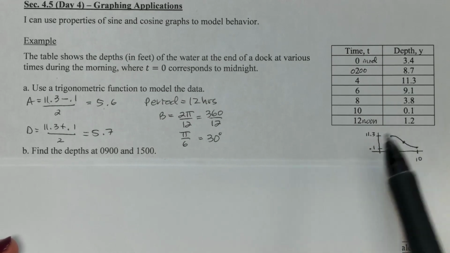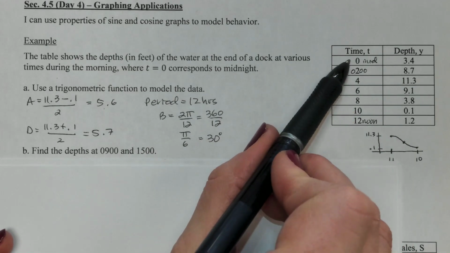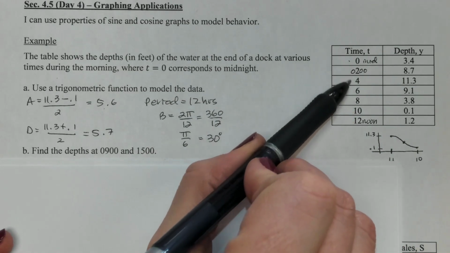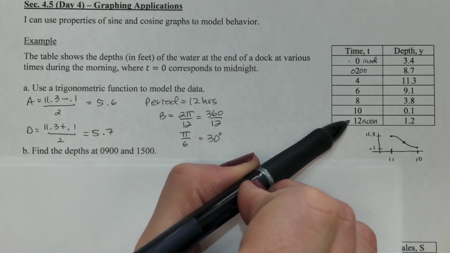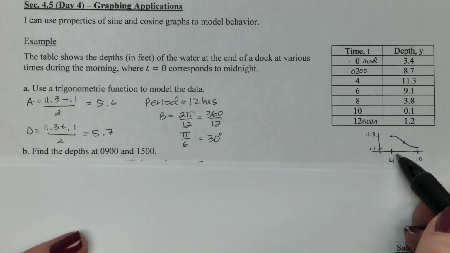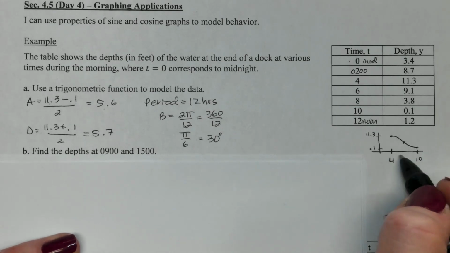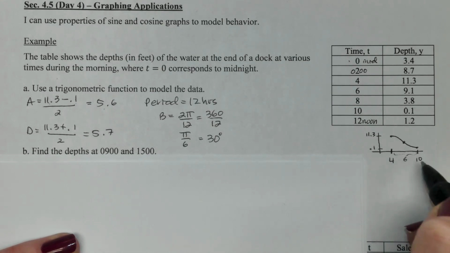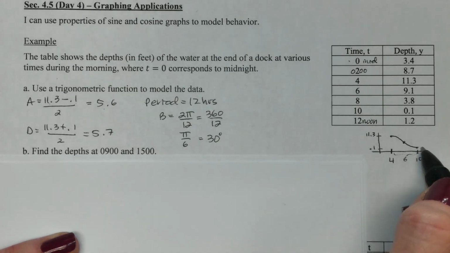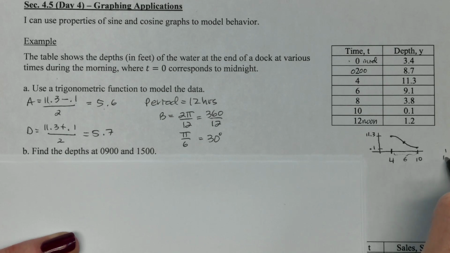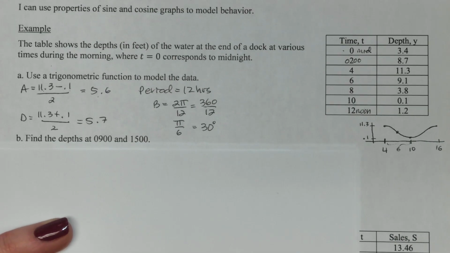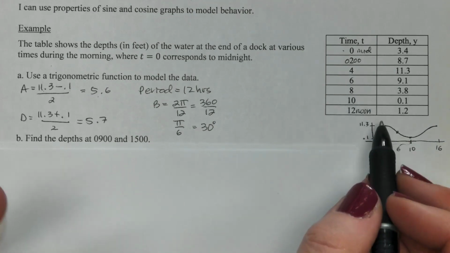The period is 12 hours, not just because of the amount of data we were given, but because if my high happened at 4 hours and my low happened at 10, that's a 6-hour time frame. And so it's going to take another 6 hours for my pattern to repeat itself. So 16 hours in, or at 4 o'clock that afternoon, we should find ourselves back up at a high.